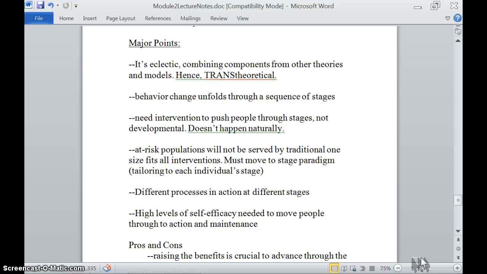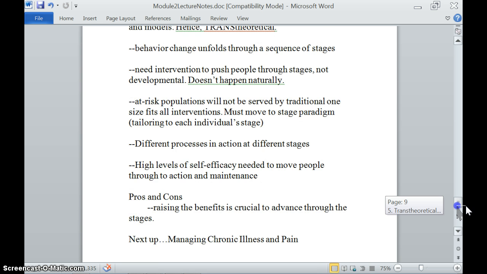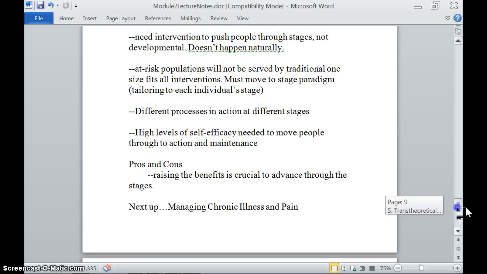So to get people to go from pre-contemplation to contemplation is a different kind of approach than helping people go from action to maintenance. You try to push people with an intervention, either through self-efficacy or helping them with decisions, pros and cons. You try to get them to move through these stages, ultimately till they get to maintenance, right? People, as they go through the stages, develop more self-efficacy and confidence to go to the next stage. There are different processes in action at different stages, and people need a high level of self-efficacy to move through action to maintenance. You raise the benefits. You really try to help people see the benefits of it, and you just keep going.